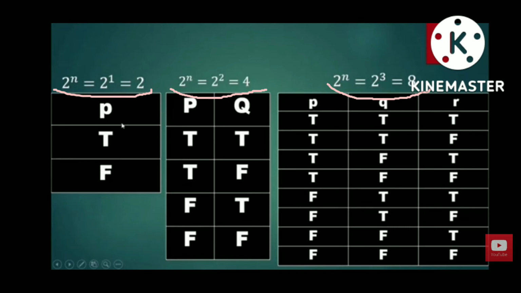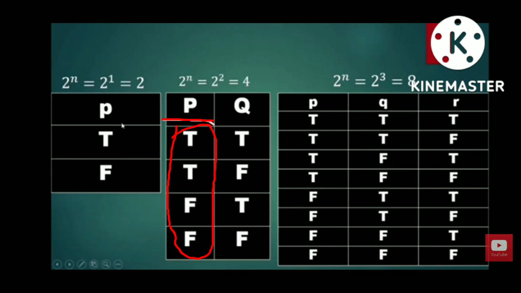For true and false, in P there is T, T, F, F. It goes by twos: true, true, false, false. And in Q, it alternates: true, false, true, false. So that is the formula of it.